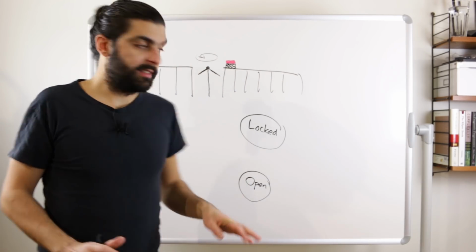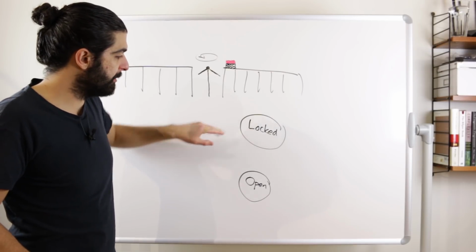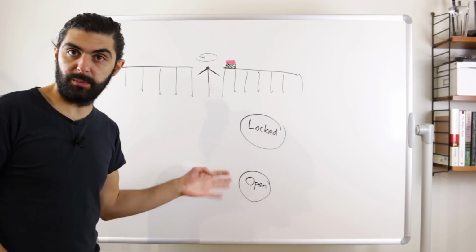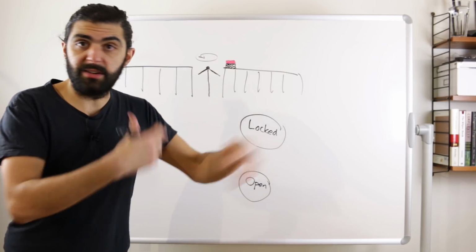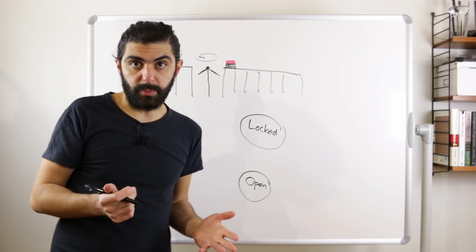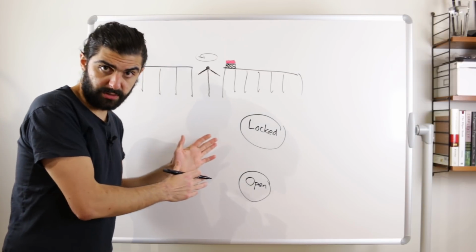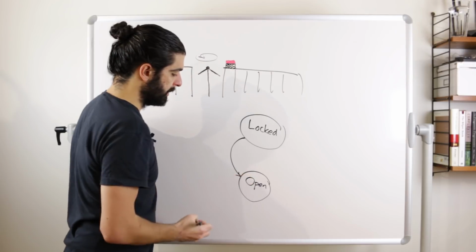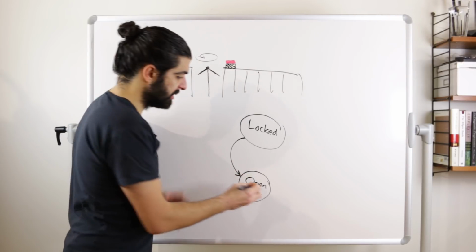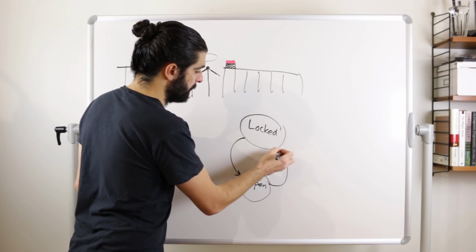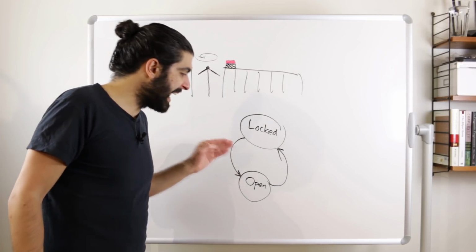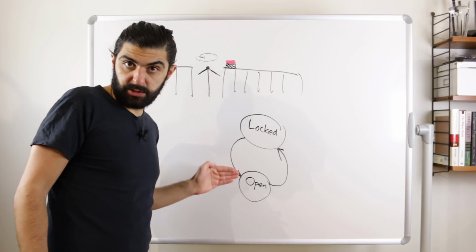But the problem is that we don't want it to indefinitely remain locked. And we neither want it to indefinitely remain open, because if it's always open, everybody can simply pass through and nobody has to pay. So then we have transitions. If it's locked, you can somehow make it open. And if it's open, you should somehow be able to make it locked. And then we have to ask ourselves, what are the events or the actions that cause these transitions?